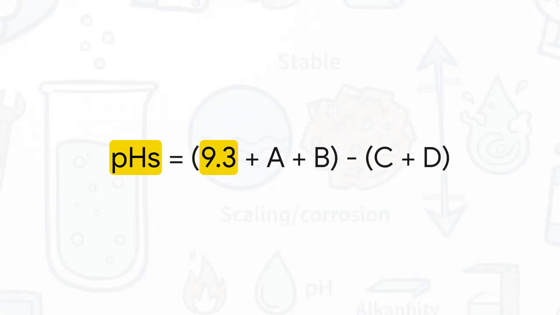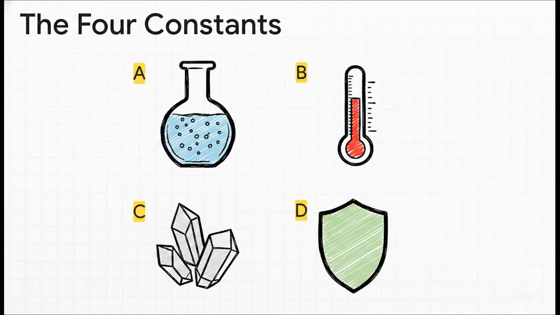Now, this is where the real work happens, calculating that pH value. It all starts with a constant, 9.3, and then we adjust that number using 4 key factors from our water analysis, which we call A, B, C, and D. So, what are these letters? Well, each one stands for a critical piece of the water quality puzzle.